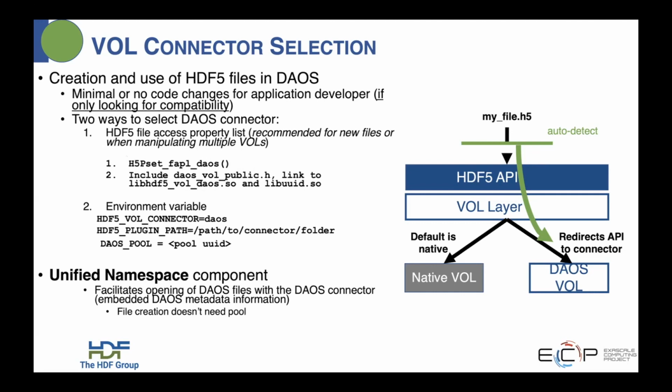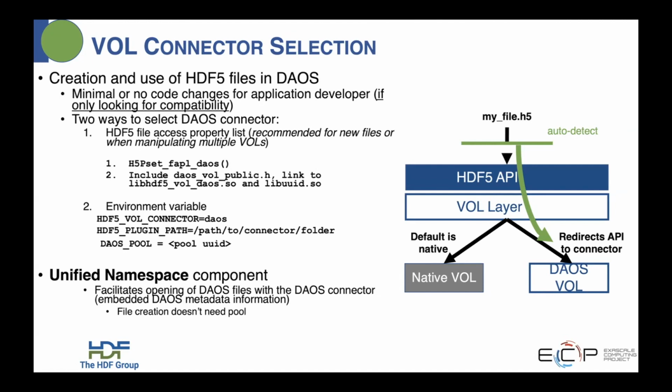And depending on your implementation, how your system admins have set up DAOS, you may need to set a DAOS pool. In DAOS, there's also something called the Unified Namespace component. What this allows you to do is create a DAOS file as you would typically do, and what you'll see on the file system is the file. So if you create, for example, example.h5, then if you do an ls, you will see example.h5, but the file will be basically empty because that's just a way to point to the DAOS container.